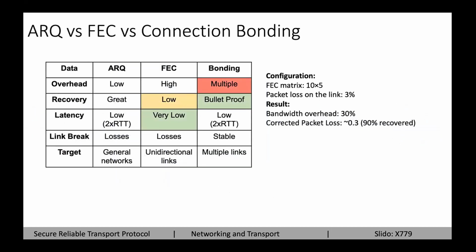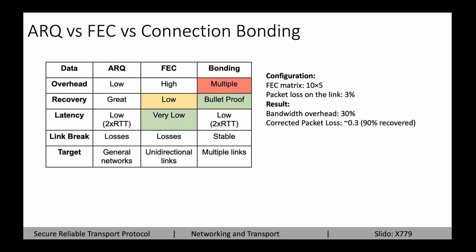This slide presents the comparison of all the available packet recovery options. In terms of overheads, loss-based packet retransmission provides low overheads that are comparable to the actual loss ratio on the link. FEC provides relatively high overheads, as you have seen previously. And bonding, in broadcast mode for example, provides overheads that are a multiple of the number of links in the bonded connection. Recovery for ARQ is, fairly speaking, great.